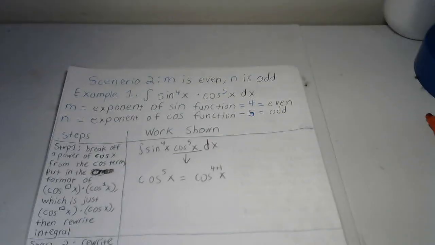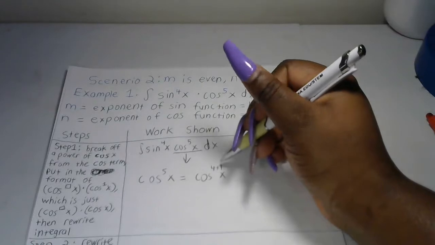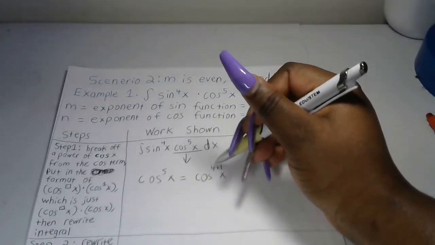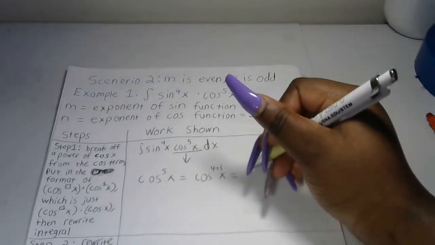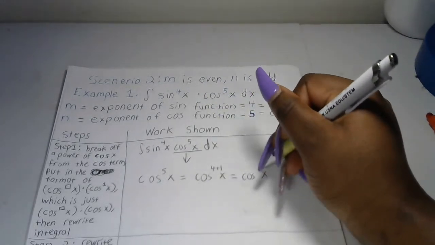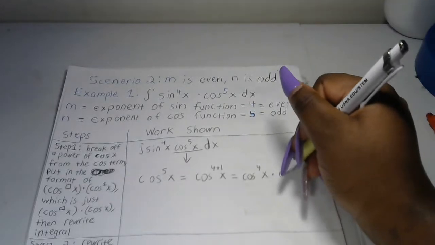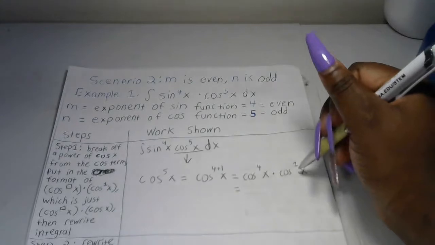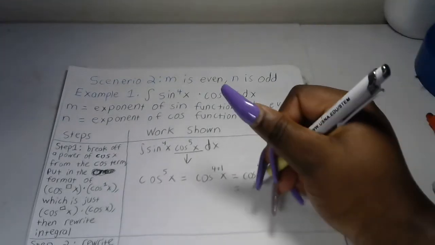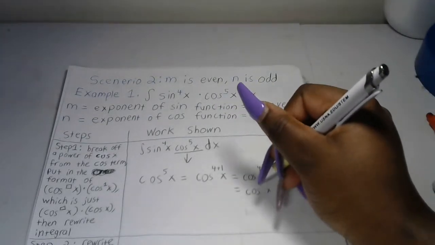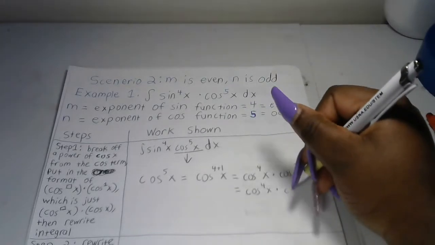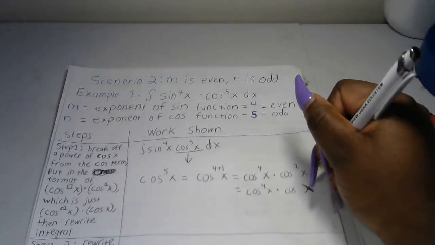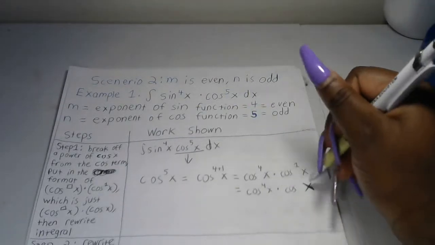So like I said, using rule 1, we can take this cosine x raised to the power of 4 plus 1, and we can break it down into cosine x to the 4th power times cosine x to the power of 1. And that equals, since anything raised to the power of 1 is itself, cosine x to the 4th power times cosine x. Because anything raised to the power of 1 is just itself. So we can do it like this.